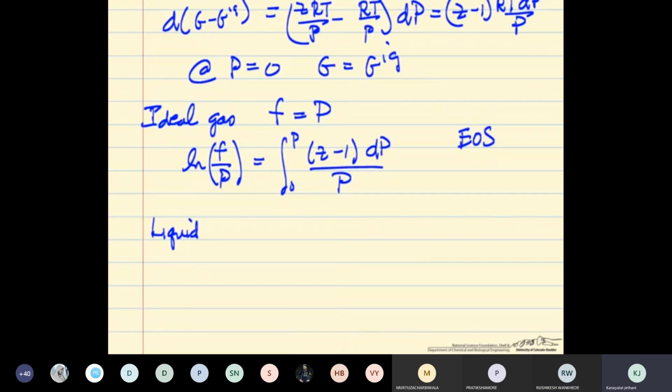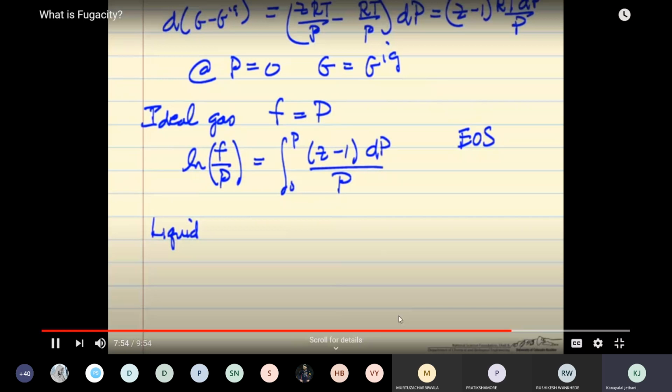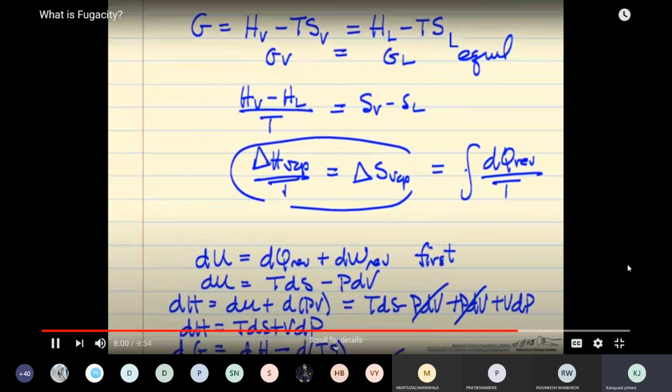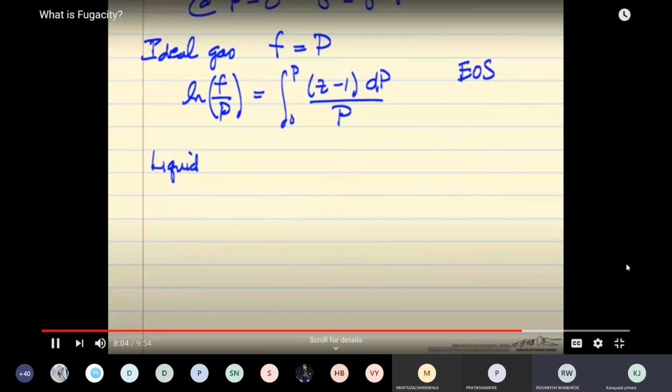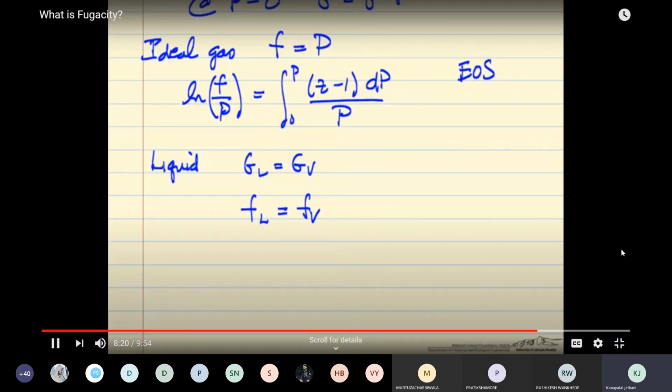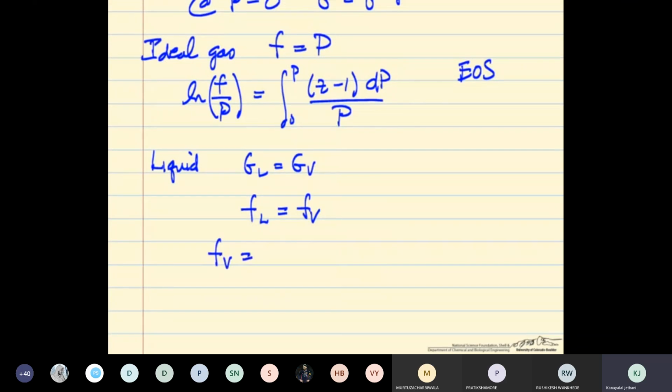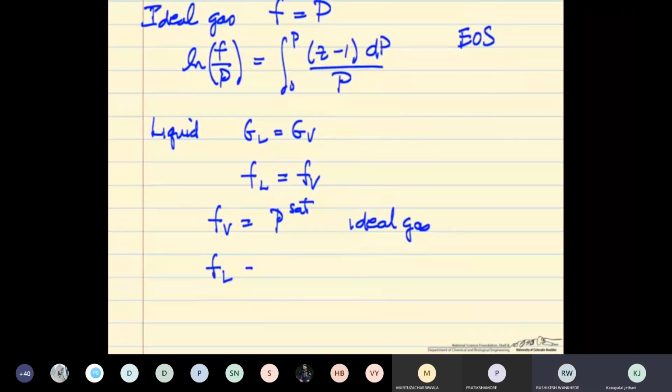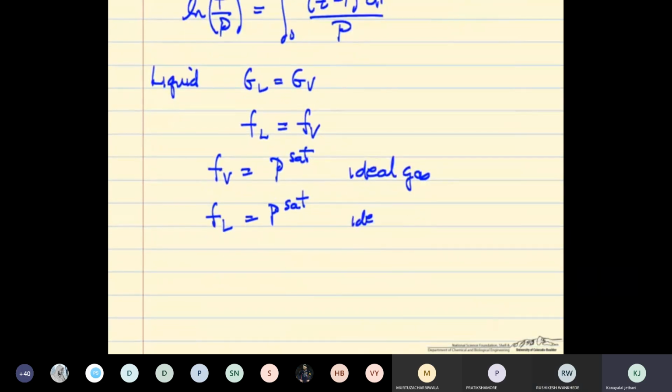The thing that is critical is to keep in mind what we showed way back: the Gibbs free energy in the liquid and the vapor are the same at equilibrium. So we're looking at a one-component system. If the Gibbs free energy in the liquid equals the Gibbs free energy in the vapor, that means from our definitions the fugacity in the liquid equals the fugacity in the vapor. At vapor-liquid equilibrium, with both phases present, the fugacity in the vapor is going to be the saturation pressure if it's an ideal gas. That means the fugacity in the liquid is the saturation pressure, if indeed the saturation pressure is low enough that we can assume ideal gas.